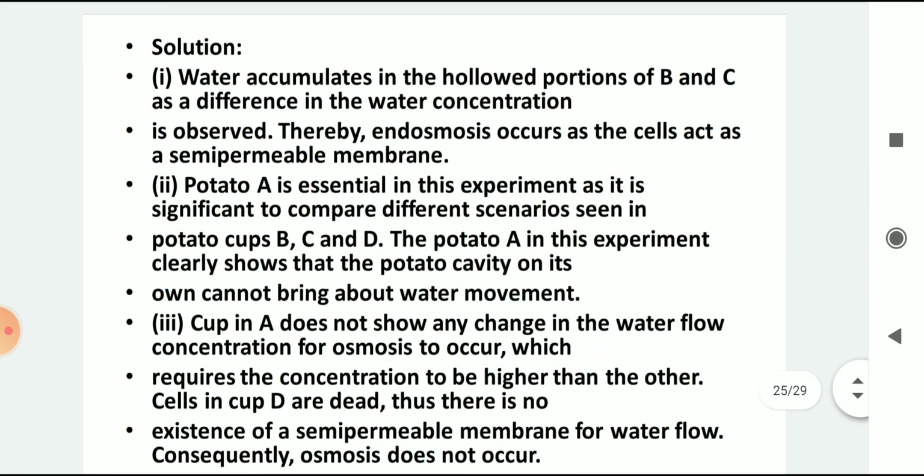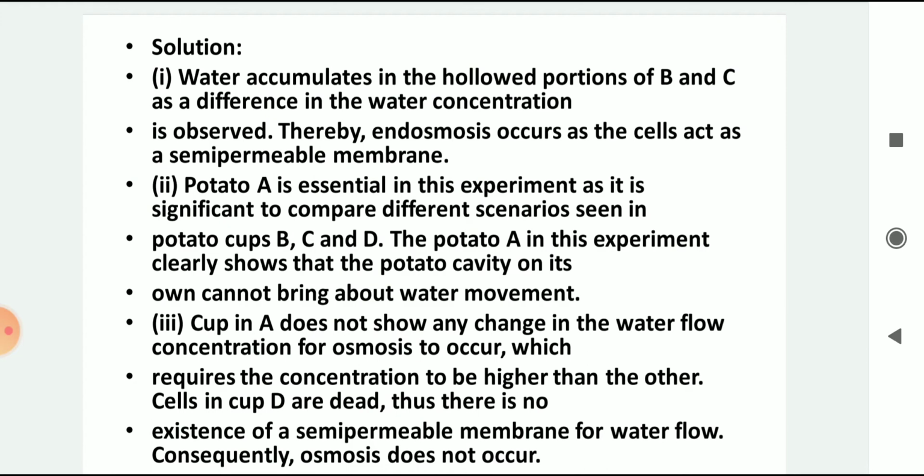So the solution is: water accumulated in the hollowed portion of B and C because of the difference of water concentration. आपने अभी osmosis का process देखा है. You have seen that solvent particles move from lower concentration to higher. वहाँ पे वाटर हमारा सॉल्वेंट था, तो जब यहाँ पे हमने शुगर ऐड कर दिया तो ऑब्वियसली वहाँ का कंसंट्रेशन हाई हो गया, तो वाटर मूव करने लग गया. That's why in potato number B and C the water started gathering.